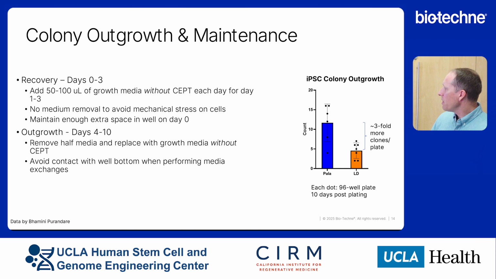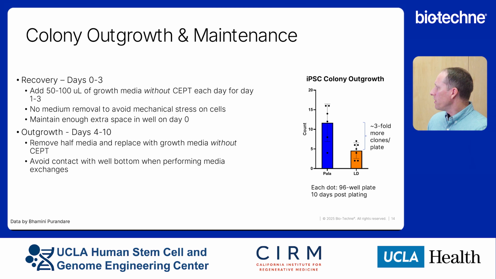Just mentioning the iPSC clone outgrowth, so this is from the data of the dispensing data that I showed previously. So again, we see on average, threefold more clones per plate than using a standard limiting dilution approach. And so each dot here represents a 96 well plate. So threefold, with these particular cell lines, gives you the ability to improve the efficiency of your workflow.